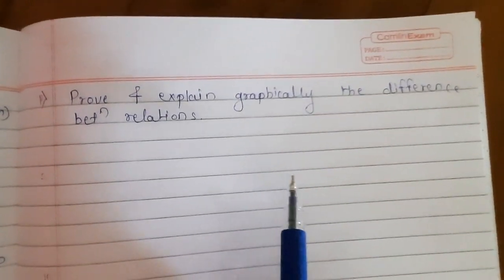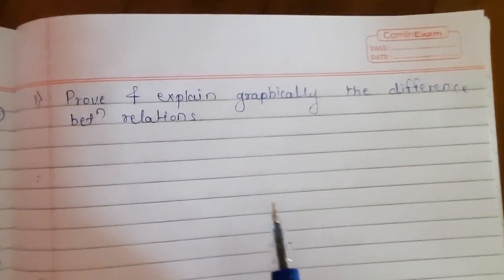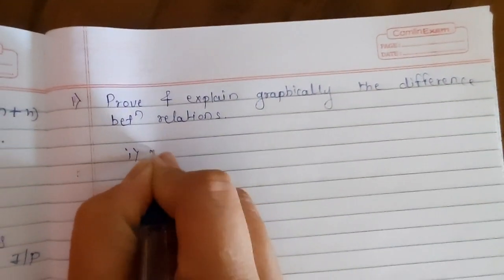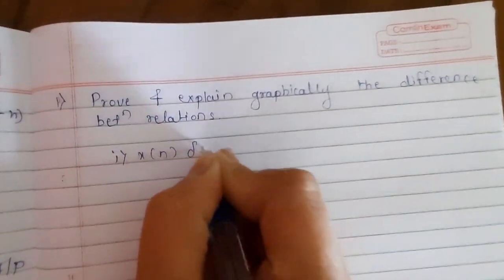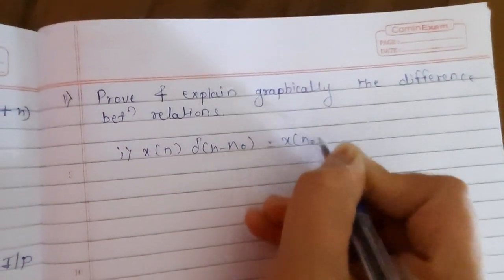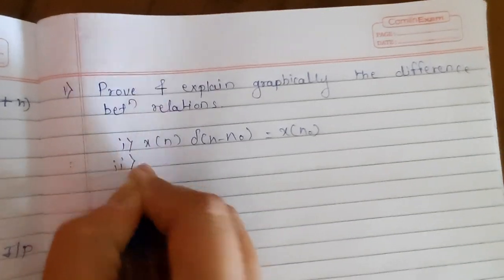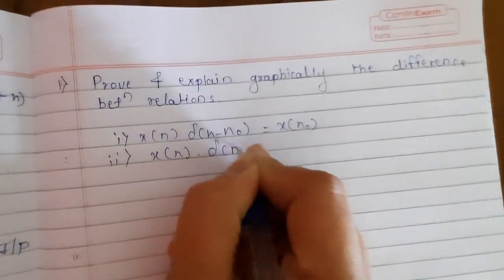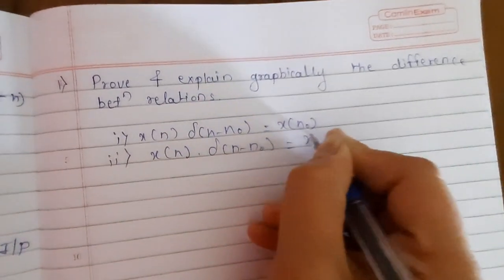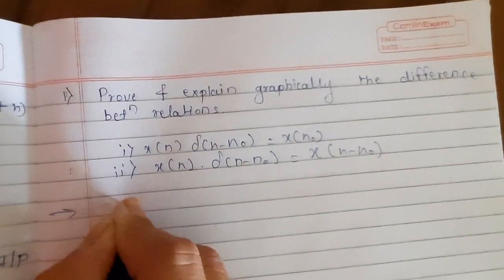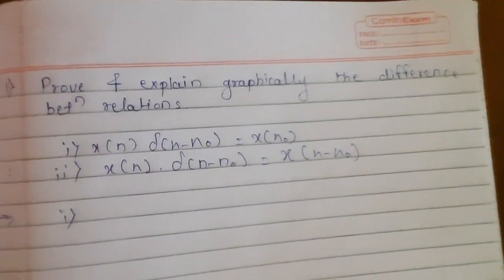Prove and explain graphically the difference between the relations. The first one is x of n delta n minus n0 equal to x of n0, and the second problem is x of n dot delta n minus n0 is equal to x of n minus n0. So we solve the first. Now what is given?